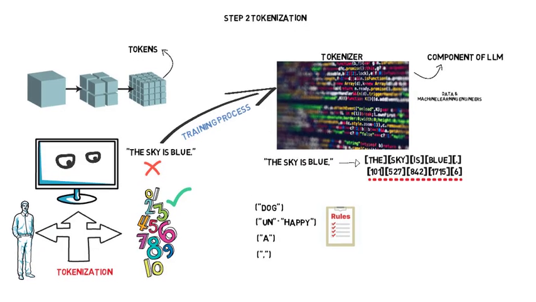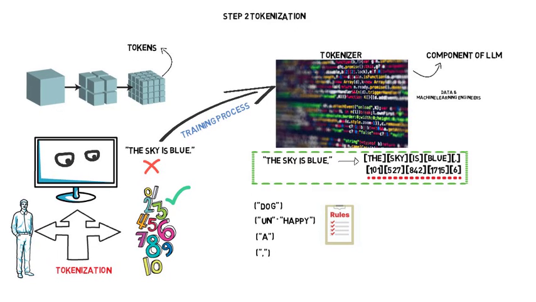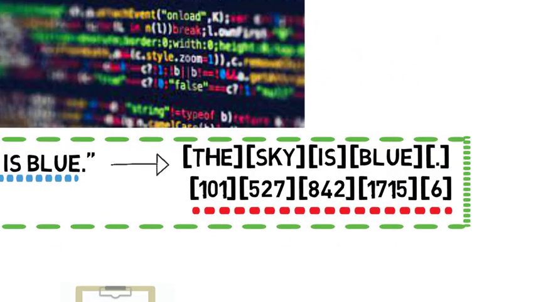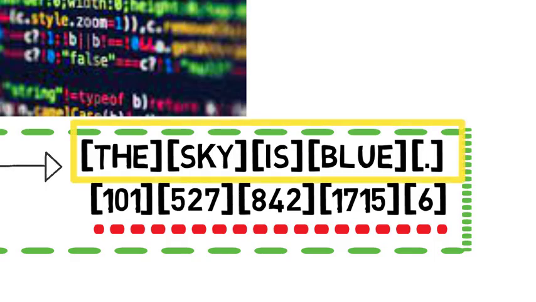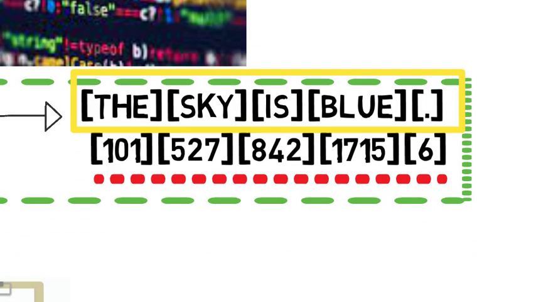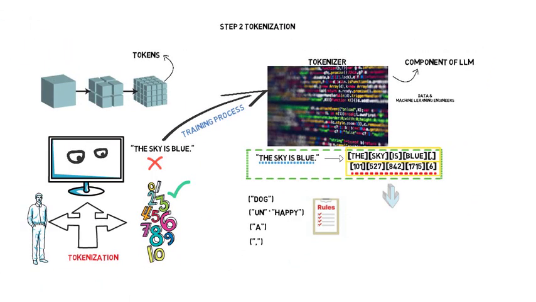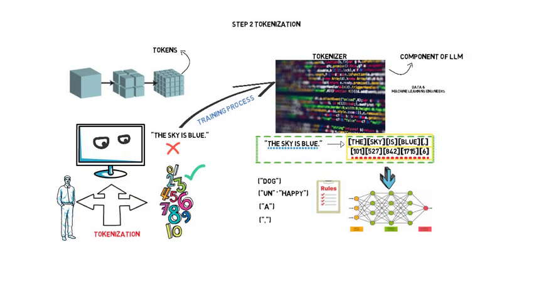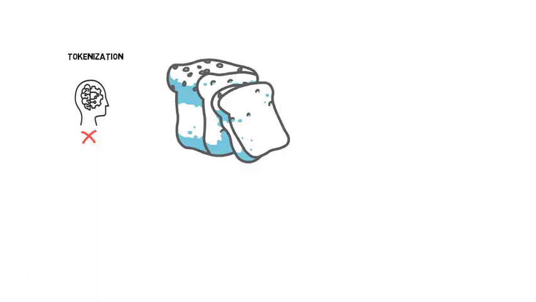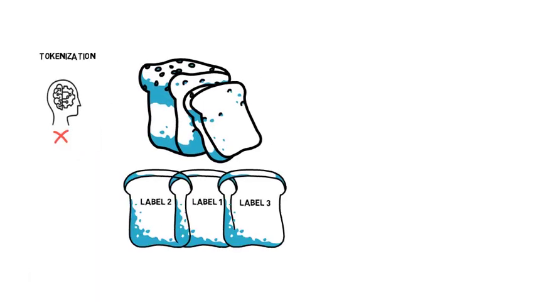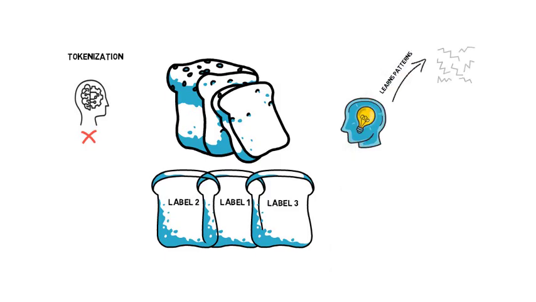Just for perspective, here's how this is typically done. Let's take some text, for example, the sky is blue. When broken into tokens, this would look like this. From here, the tokens are converted into unique numerical IDs. These IDs are fed into the neural network. What is worth mentioning here is that tokenization doesn't understand meaning. It's just slicing and labeling text in a consistent way, so the model can learn patterns from numbers.